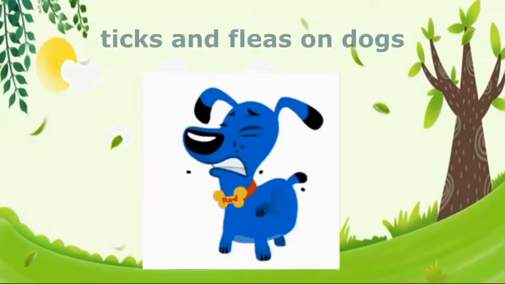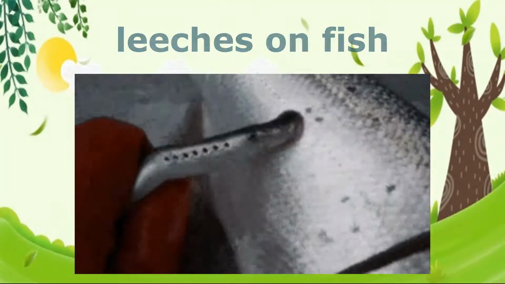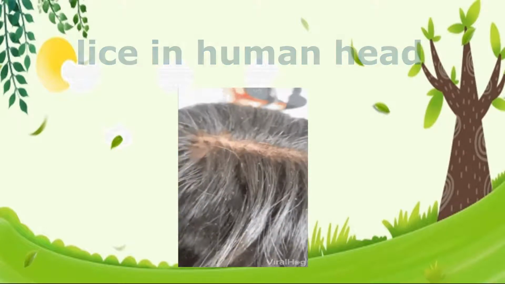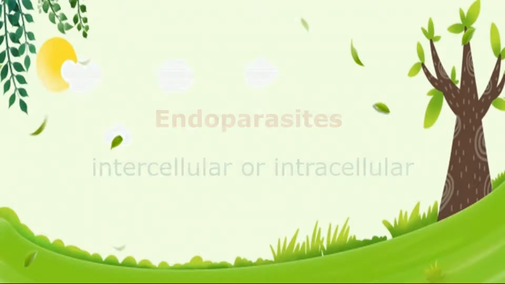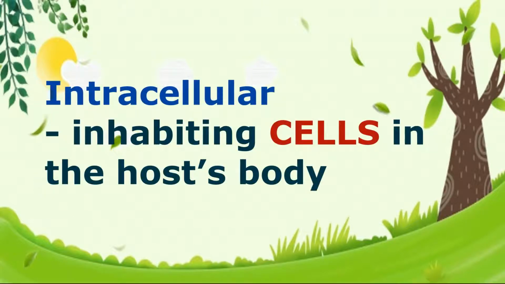Examples: ticks and fleas on dogs, leeches on fish, lice in the human head. While the endoparasites may be either intercellular or intracellular. When we say intercellular, it is inhabiting spaces in the host body. Intracellular is inhabiting cells in the host body.